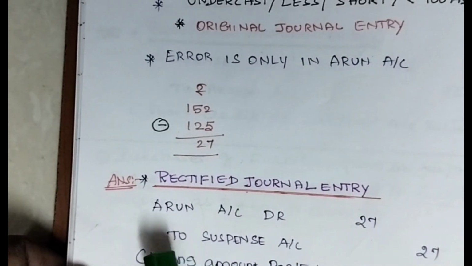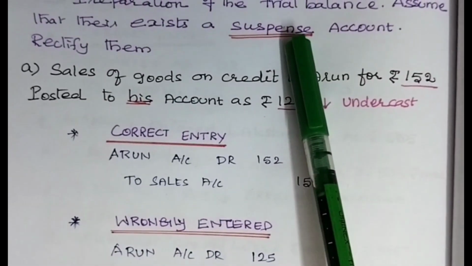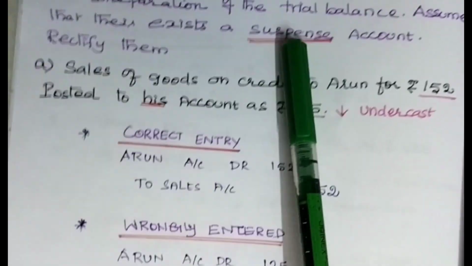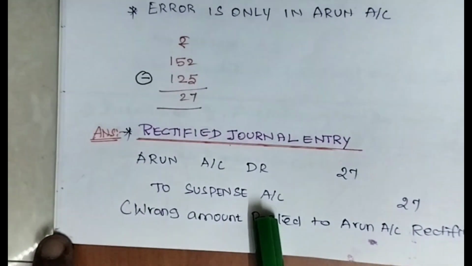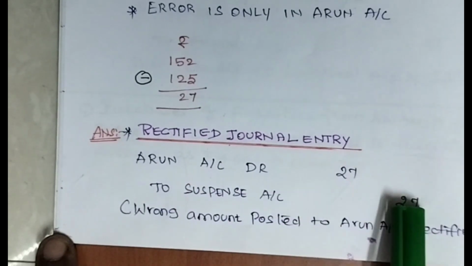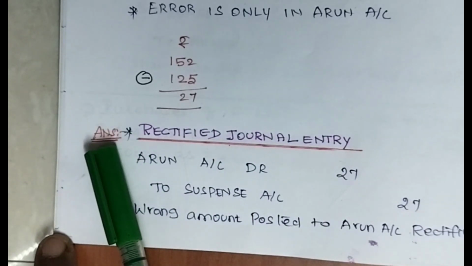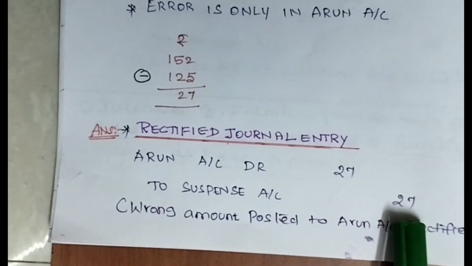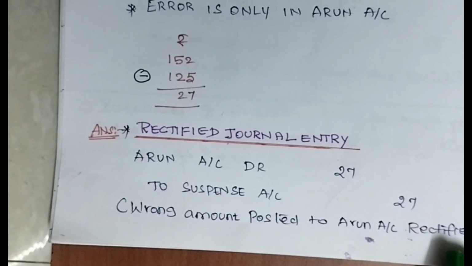To what? You have to create the suspense account, because the heading is given here clearly. You have to use the suspense account. So here on the credit side, we create the suspense account to tally the trial balance. Okay, so suspense account credited 27 rupees. So the rectified journal entry, this is the answer: Arun account debit 27 rupees to suspense account 27. The narration is: wrong amount posted to Arun account, now rectified.